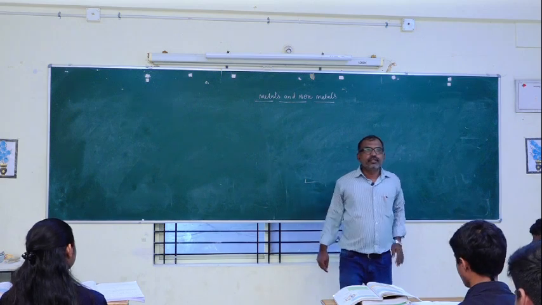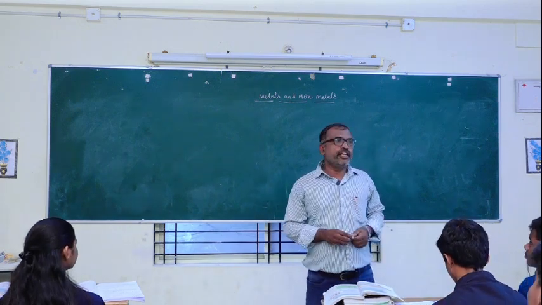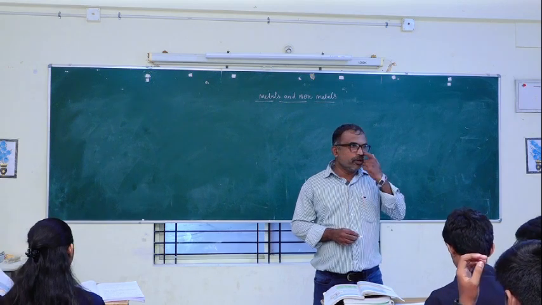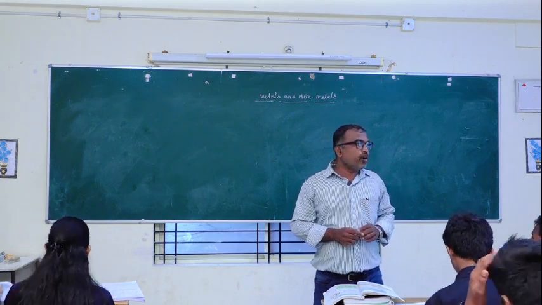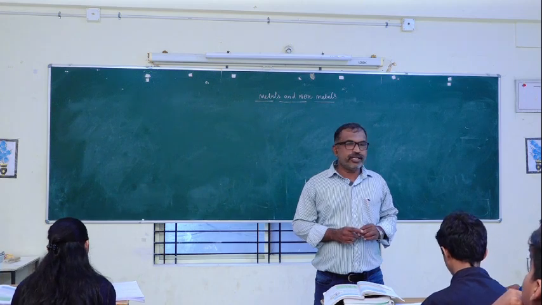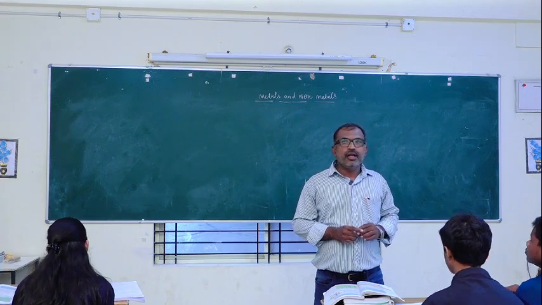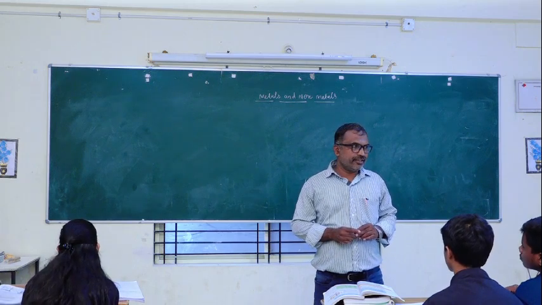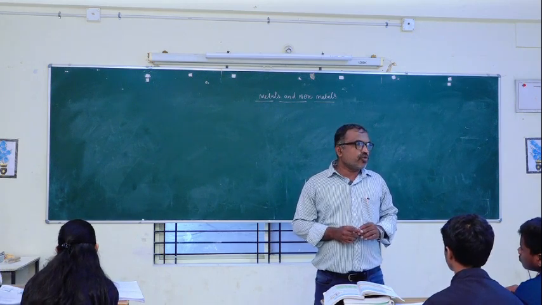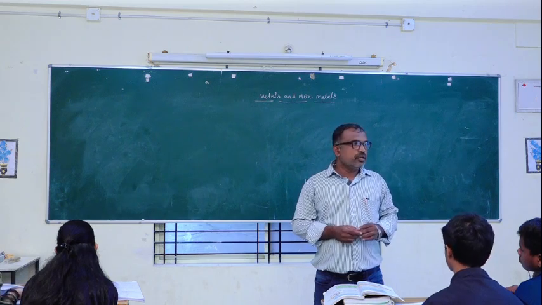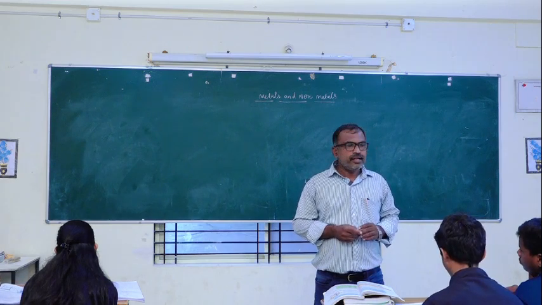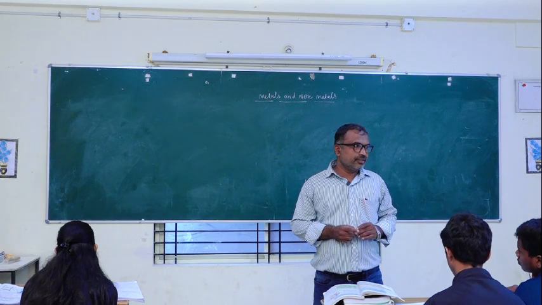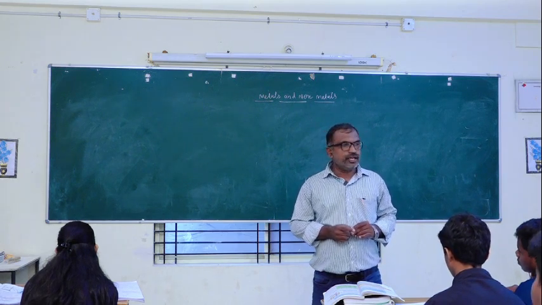Listen here. In the last class, we began a new lesson, that is metals and non-metals. We discussed the physical properties of metals and non-metals, and also what happens when a metal reacts with oxygen or air. When a metal reacts with oxygen, what is produced? Metal oxide. Then, what happens when metal reacts with water? These two concepts we discussed in the last class.